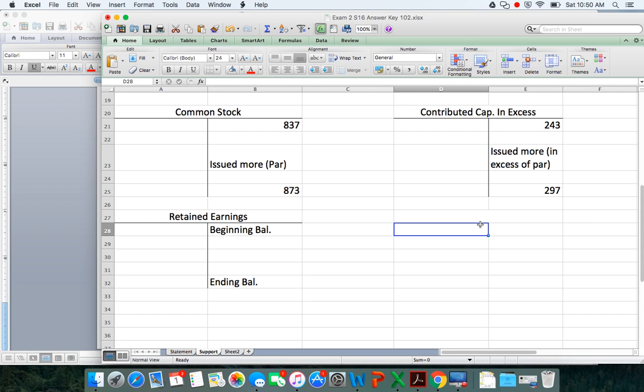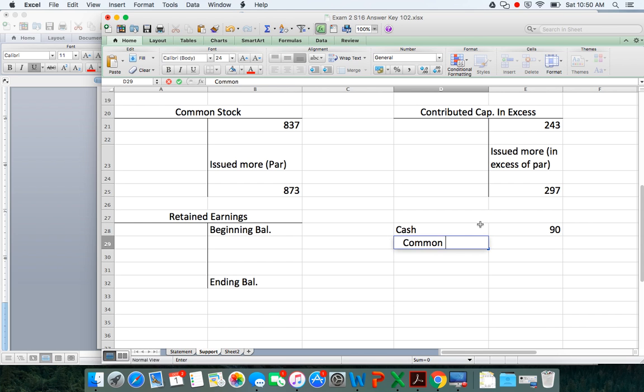So if I think about that journal entry, all right, I know I got cash, right? So I know cash will be debited. And the amount to debit cash would be $2.50 times the 36 shares that I issued. 36 times 250 gives me a total debit to cash of $90.